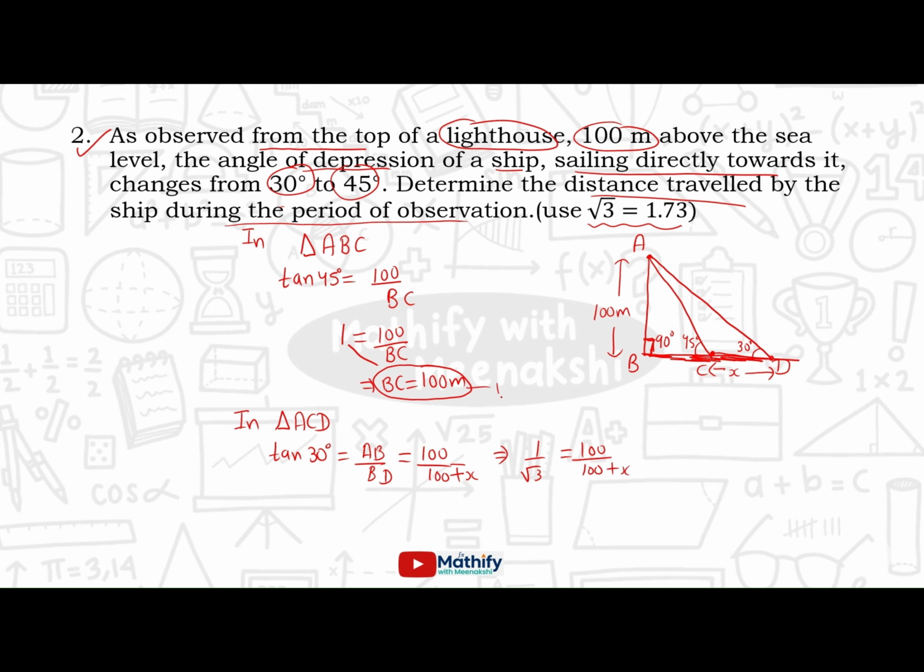Here we have used 1. Now let's do the cross multiplication. That means 100 plus x is equal to 100 root 3. Just transpose 100 to that side. That means x is equal to 100 root 3 minus 100. Take 100 common, that is root 3 minus 1. Now what is root 3 minus 1? Just see here. The value of root 3 is 1.73. 1.73 minus 1 is 0.73. And when you multiply, you will get 73 meters. So the distance CD is 73 meters.